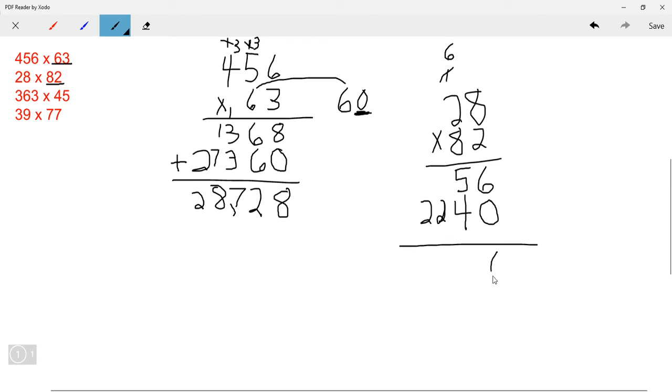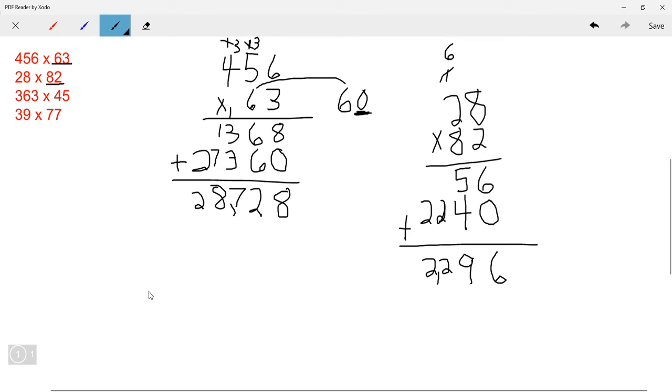Six plus 0 is 6. 5 plus 4 is 9. And then, obviously, 0 plus 2 is 2. 0 plus 2 is 2. So the answer would be 2,296.